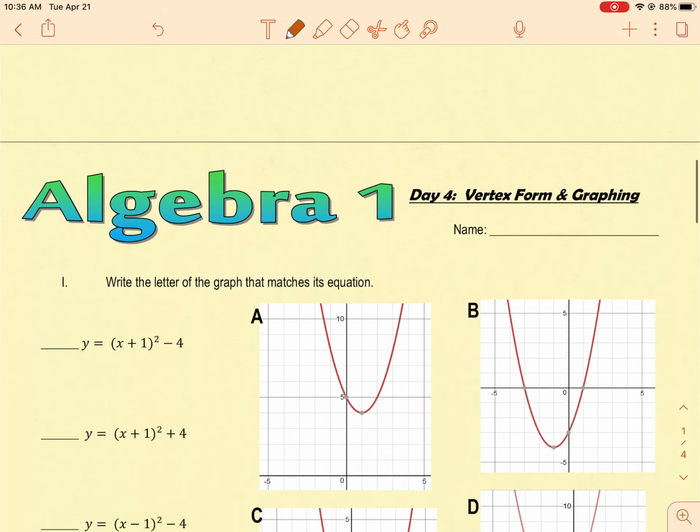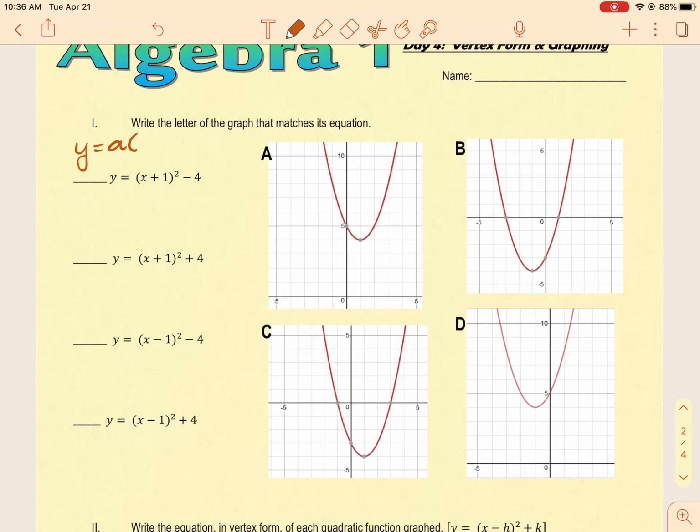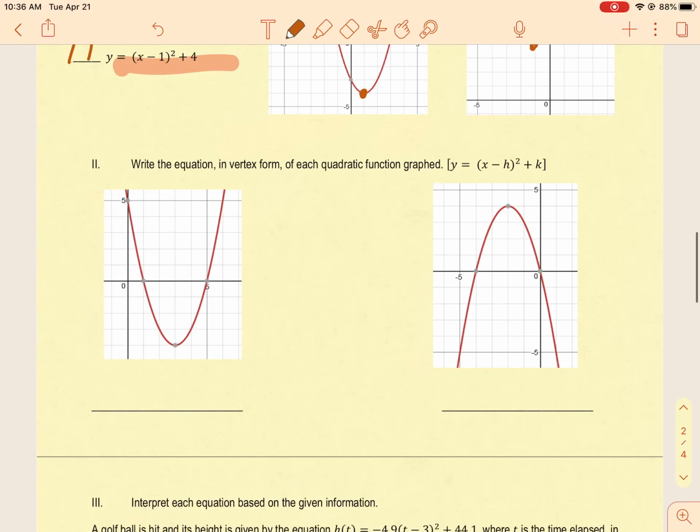If we take a look here, the first part is all about you just recognizing the form y equals a times x minus h squared plus k. Pulling from each of these, you should be able to get what the vertex is, and then based on where it shows up over here, you'll be able to match up your answers. When doing so, you should get B, D, C, and A for each of those.